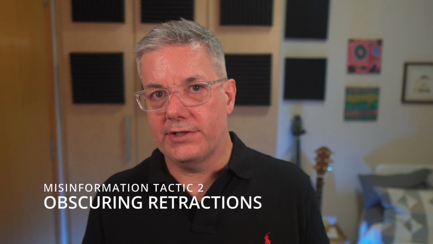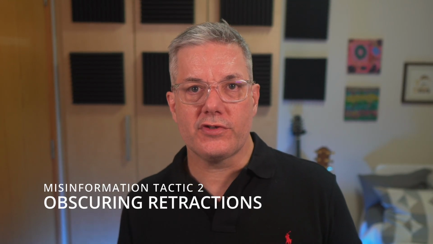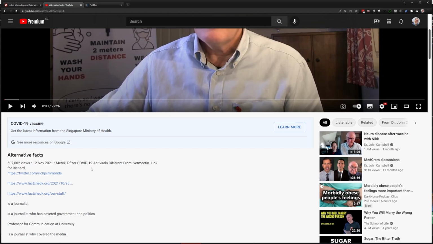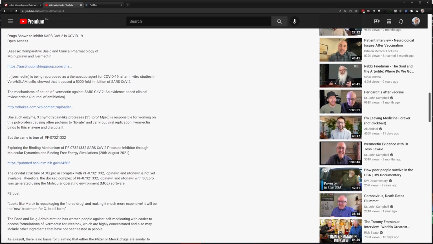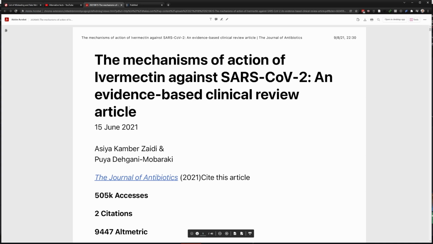The second tactic is obscuring retractions. Sometimes misinformation will circulate and it looks like a scientific paper, but it turns out the paper has actually been retracted. Like papers in predatory journals, when retracted papers are shared as misinformation, the person sharing it probably won't use a link to PubMed. But they probably won't use a link to the journal either, because either link would identify the paper as retracted. Instead, this kind of information will typically be circulated as PDFs of articles, and those articles will be uploaded on a completely different website.